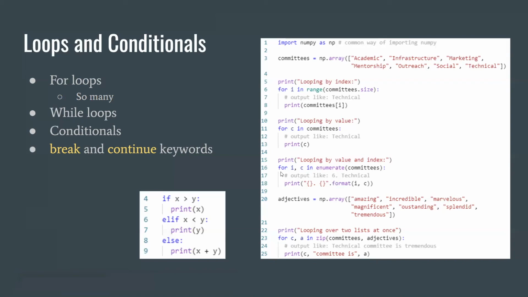Other things are your if statements. So this is pretty much just how you would expect. Just remember, no curly brackets, just colons. There's no else if, it's just shortened to elif. And then you have your while loops. I didn't bother putting an example here, but that's the same, just while colon.